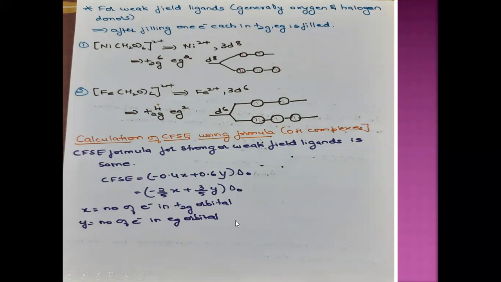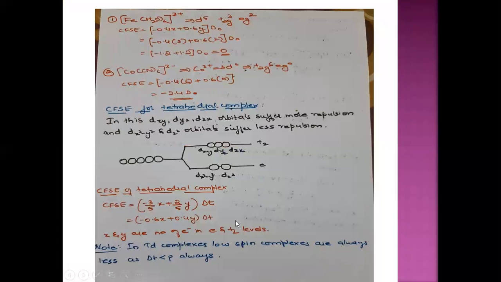So that is for the octahedral complex. Similarly, I have solved an example here. Just go through the example. See, it is T2G3, Eg2. That's why in the case of x, we have filled 3, and in the case of y, I have filled 2. So it will cancel out and the crystal field stabilization energy is 0. It means it does not split.